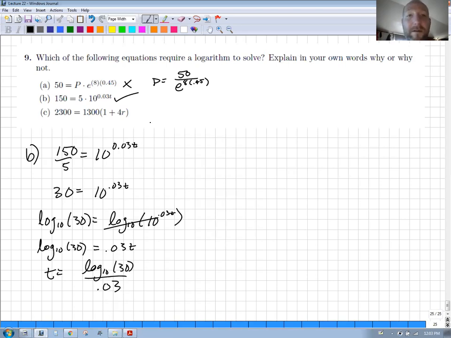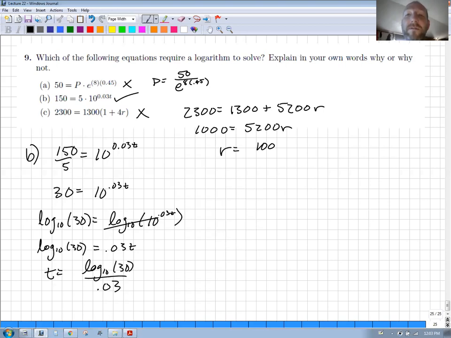For C, there are no exponents, so we don't need any logs to solve that, right? We would just multiply this thing out. We got 1300, 1300 times 4 is 5200R. So 2300 minus 1300 would be 1000. So R would be 1000 over 5200, or 10 over 52.